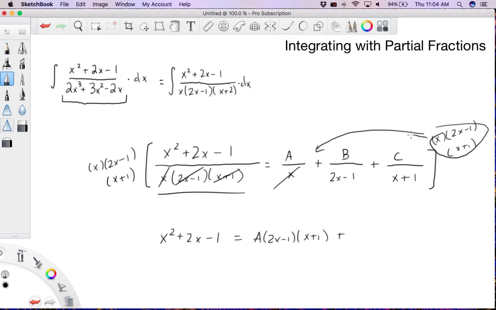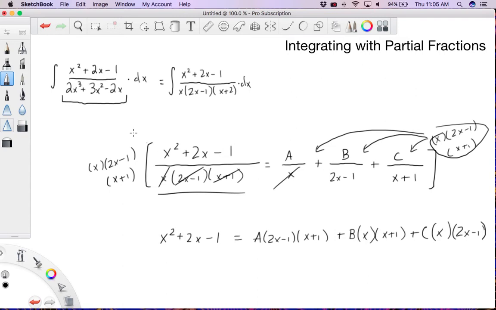And then when we multiply all this stuff by the b term, the 2x minus 1 cancels out, and we will be left with b times x plus 1. And then finally, when we multiply this by the c term, the x plus 1's get canceled out, and we're left with c times x times 2x minus 1.